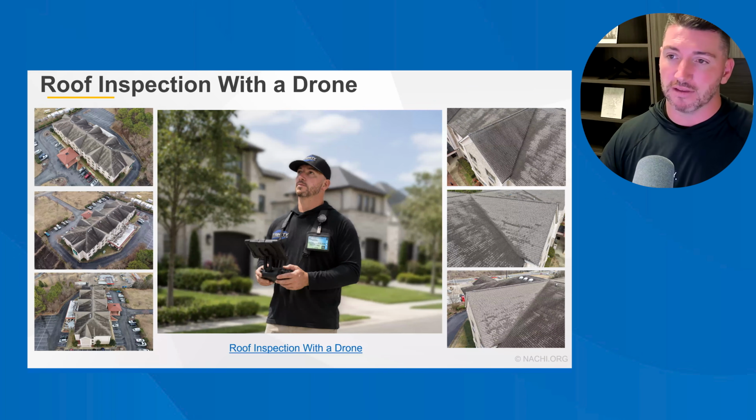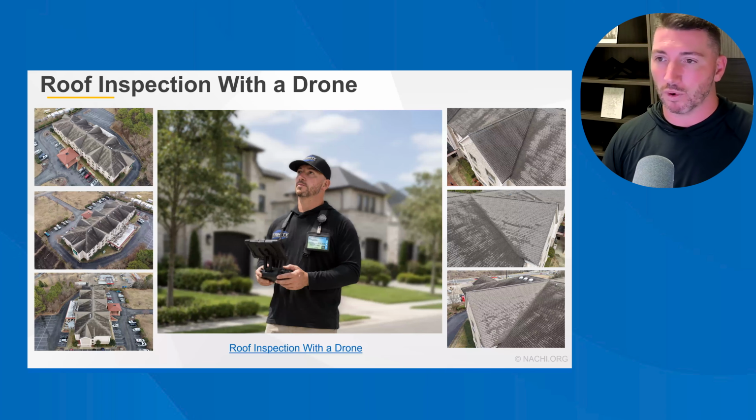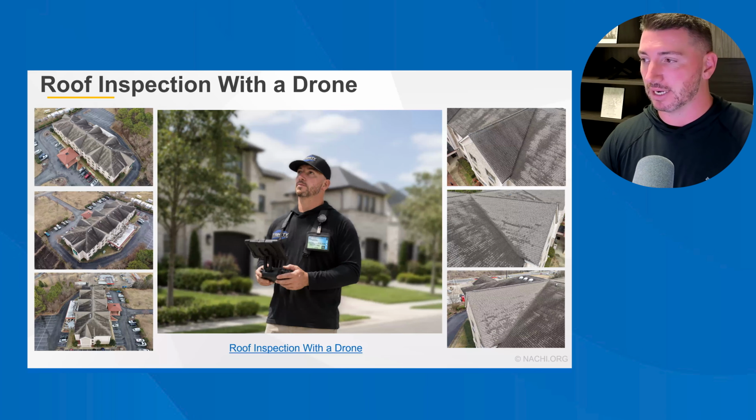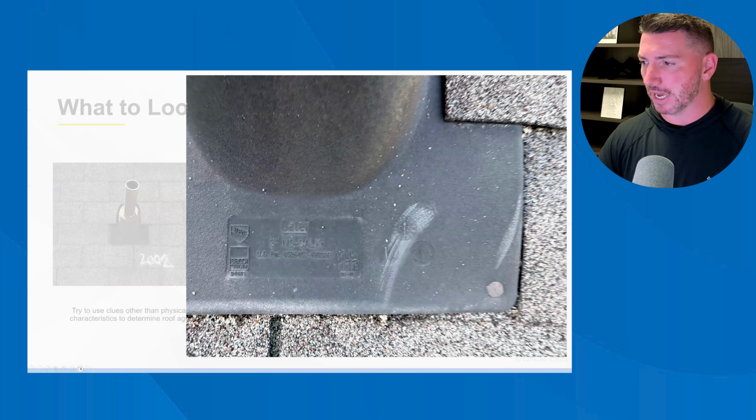So I fully believe in the use of technology with inspections, but I also thoroughly believe in being educated in the old-fashioned way first, and then employing that technology. And then just some things to look for. Again, you can use clues other than the condition of the roofing material, like a pipe boot. You can see this 02 code tells me that that was put on there in 2002. That's just a closer look at it.